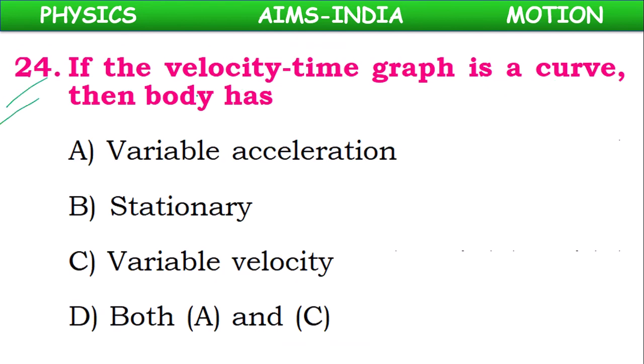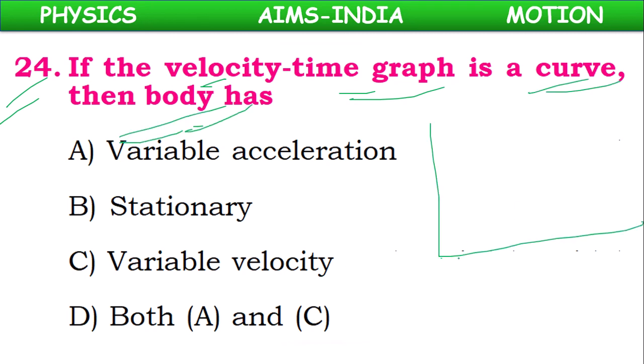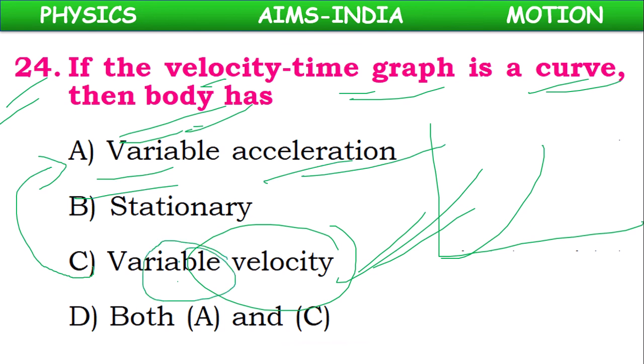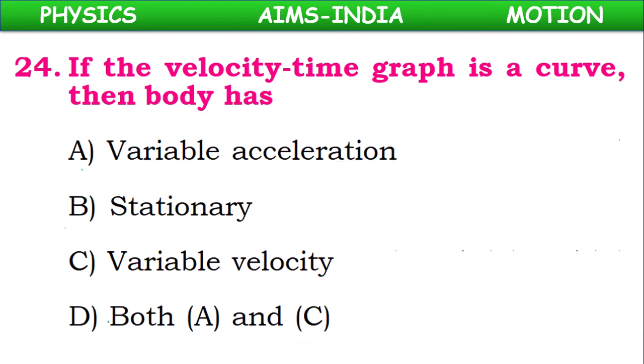Next, 24th question. If the velocity time graph is a curve, then the body has... If the velocity time graph is a curve, then velocity will be changing in an indefinite manner. If the velocity changes, automatically acceleration also changes. The change of velocity is variable, not uniform. So the change of acceleration is also variable. So both A and C are correct. So option D is right.